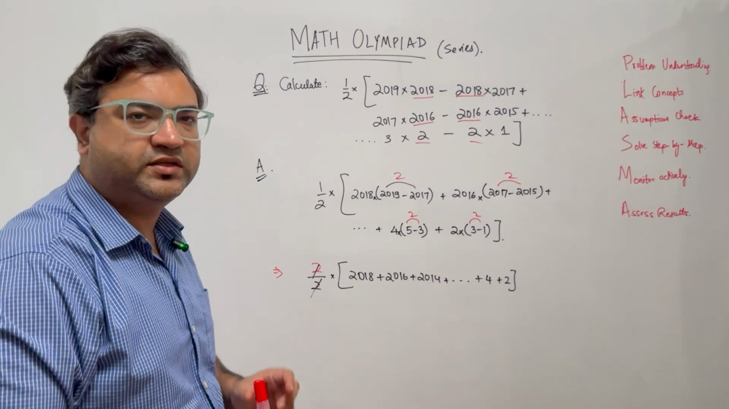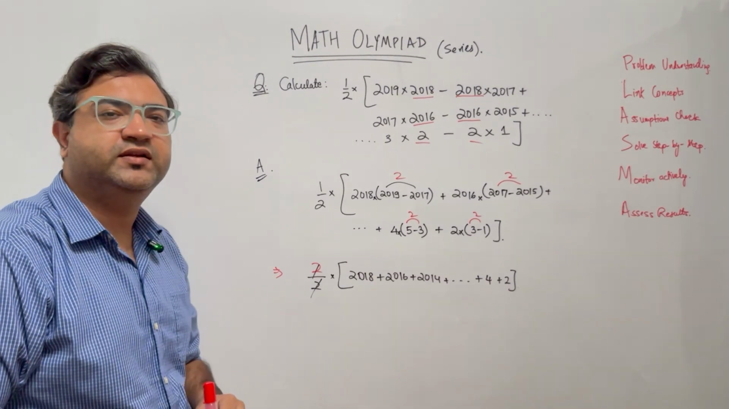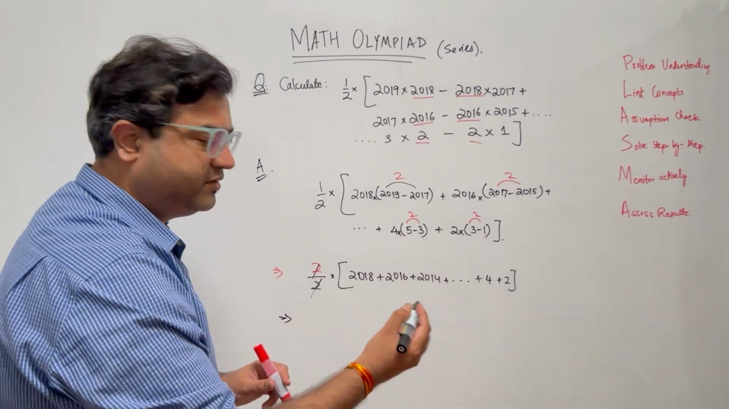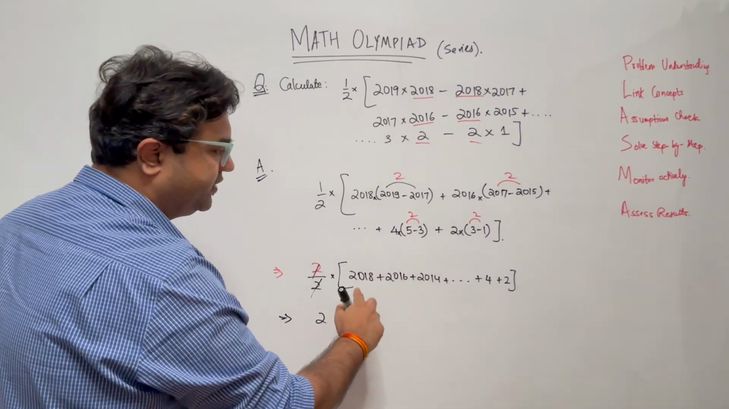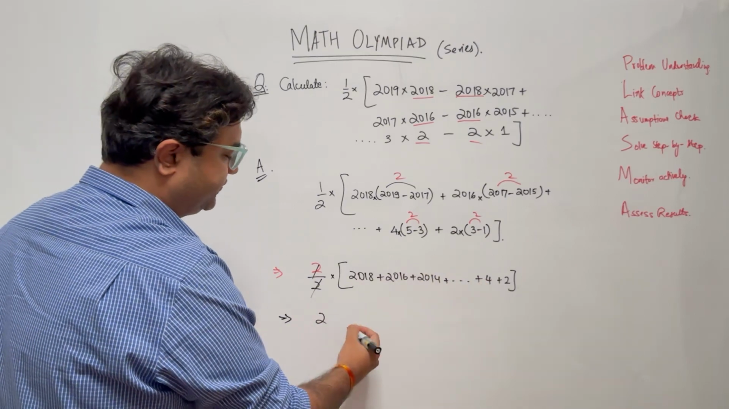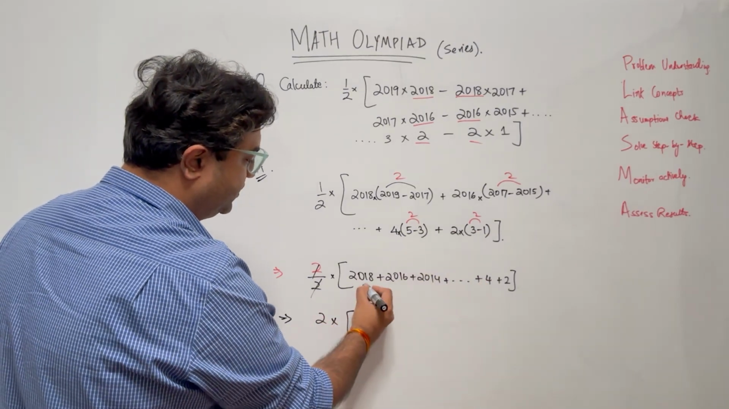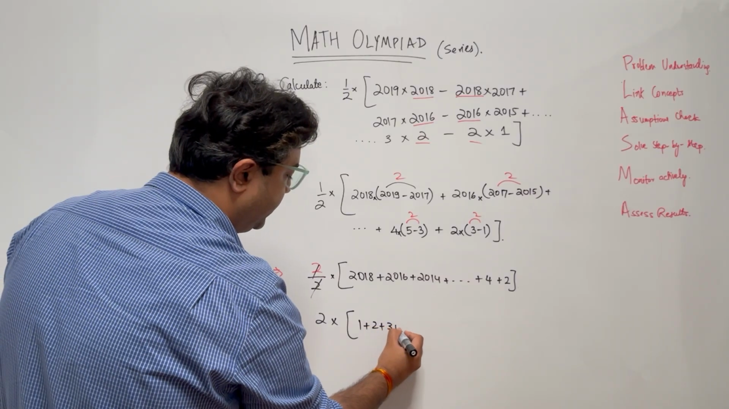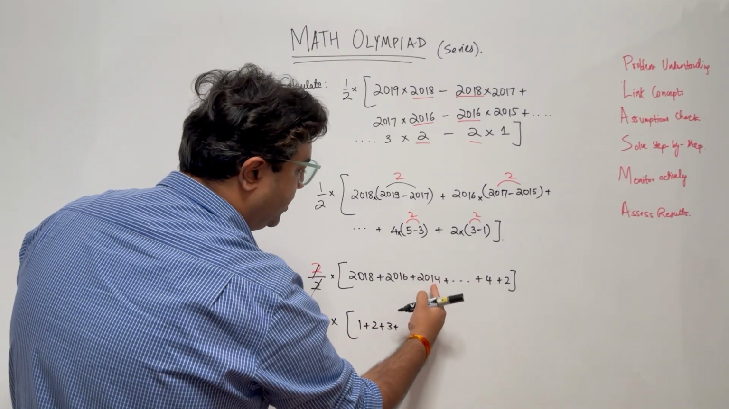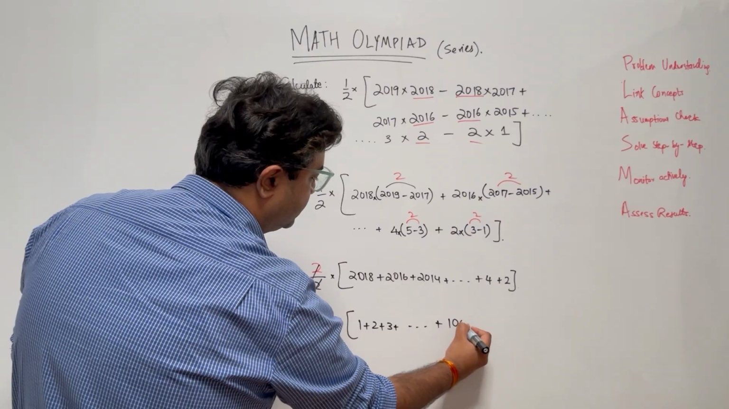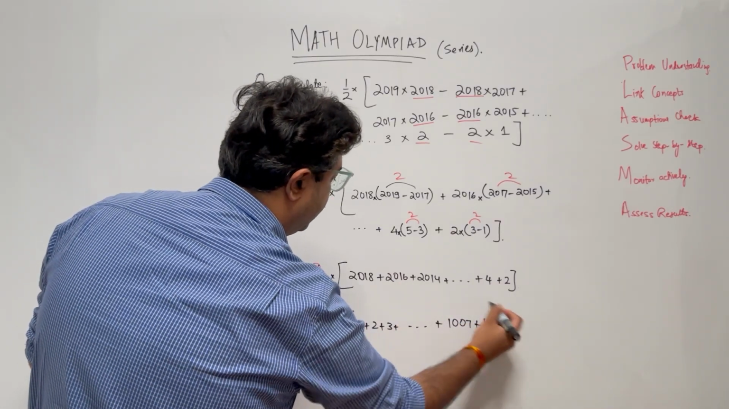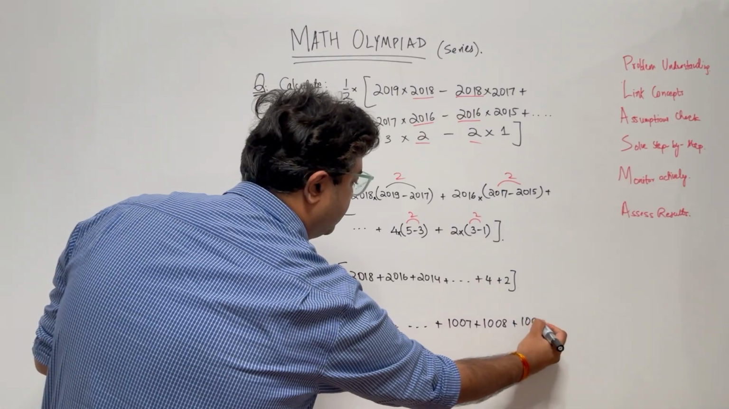So what is this? This is an arithmetic series. Most of it is already there. Now we just factor out 2. So if we write from here, this will be 1 plus 2 plus 3 plus up to, 2014 will become 1007, 2016 will become 1008, and 2018 will become 1009.